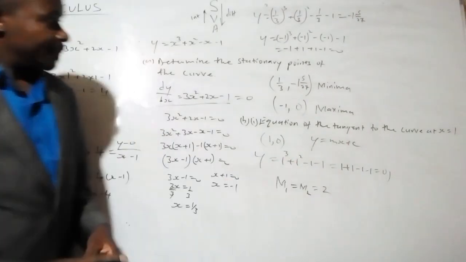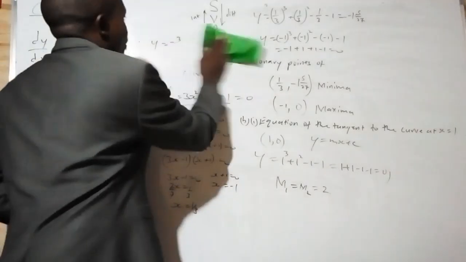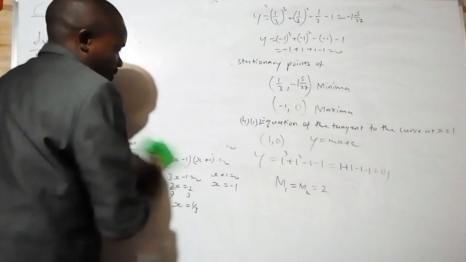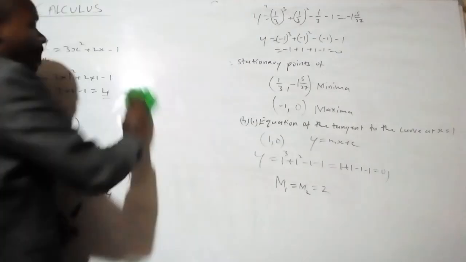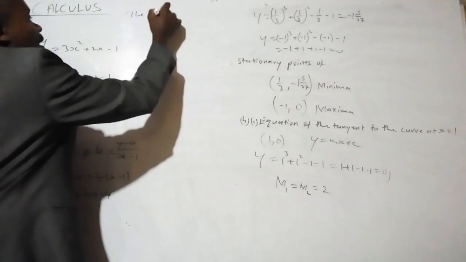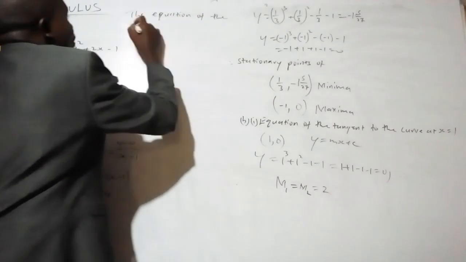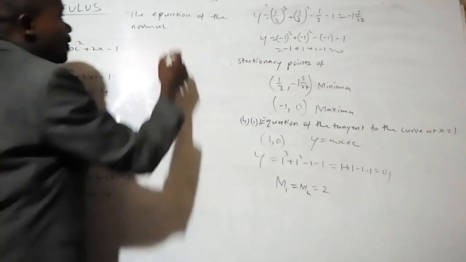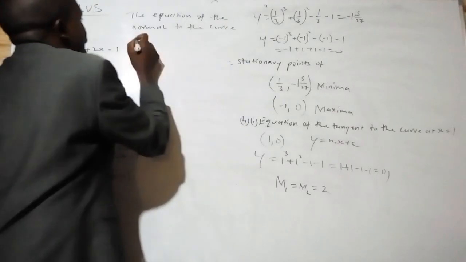We move to Roman 2 of the same. Roman 2, being told the equation of the normal to the curve at x is equal to 1.